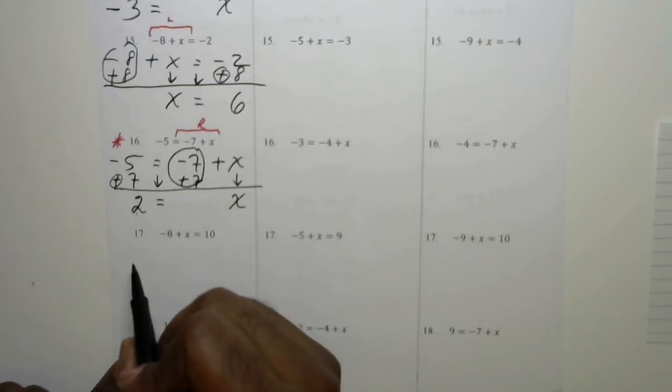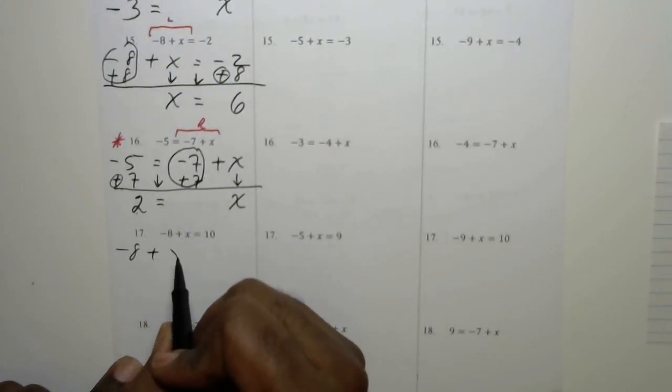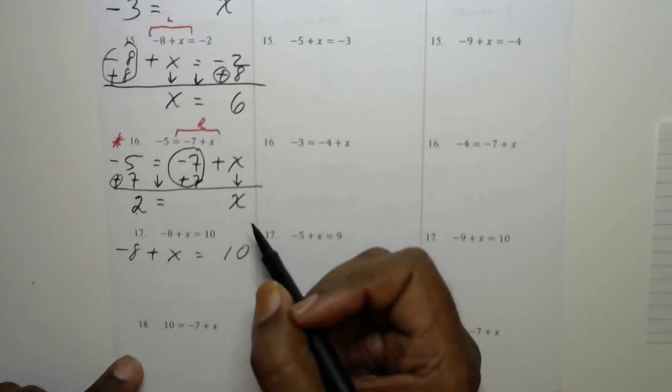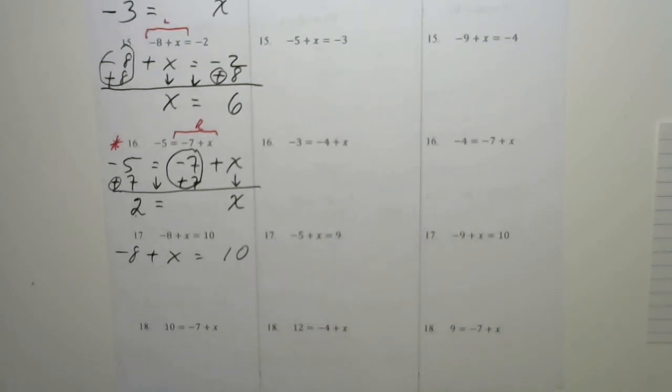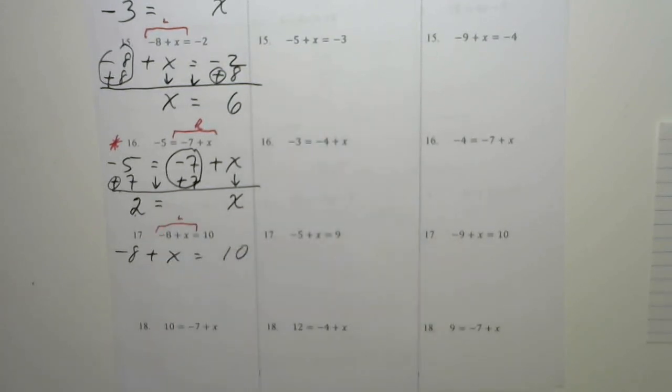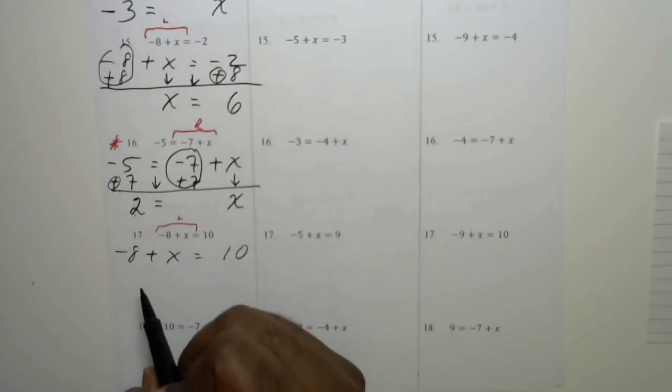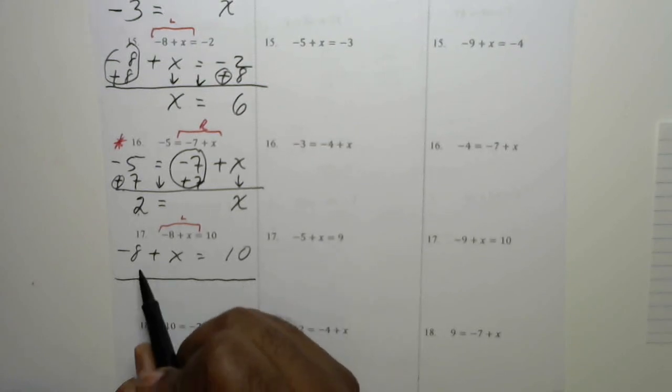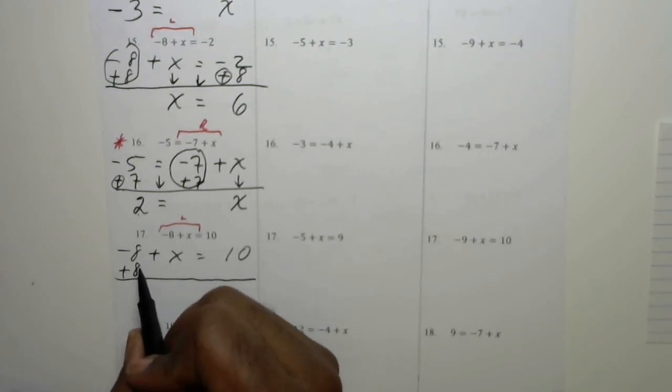Okay, next we have a negative 8 plus x equals 10. So the question is, negative 8 plus what number would give you a 10? Well, let's find out if this is the left or right side. See, the x is on the left. Okay, so this is the left side problem. Therefore, we need to get rid of the number on the left side, which is a negative 8. So we use a plus 8 here to get rid of it.